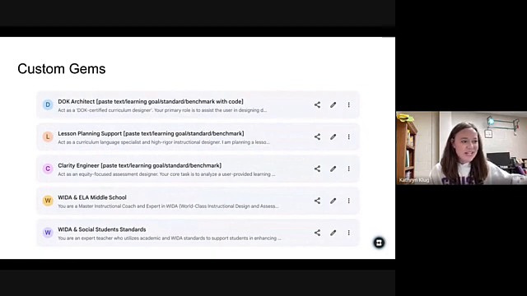Obviously, you can create lots of custom gems, and now you have the ability to share them with others, which is a really great new feature that we can now use these within our systems and within our buildings to share them to each other. And we've created lots of different gems for different things for all of our teachers by attaching different documents and PDFs and things like that.